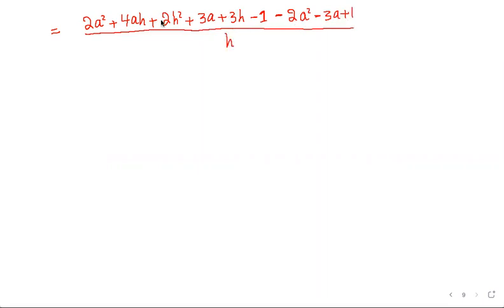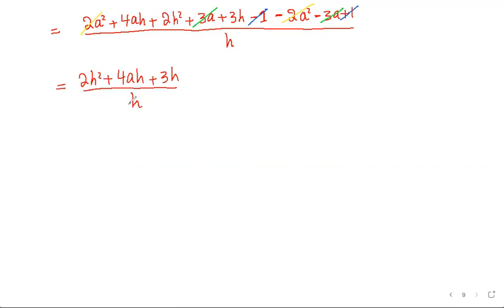Look now, 2a squared and minus 2a squared, they cancel each other. And I get minus 3a and positive 3a, they cancel each other too. And here I get minus 1 and 1, they cancel each other. So everything left after that is 2h squared plus 4ah plus 3h over h. So I stop here.